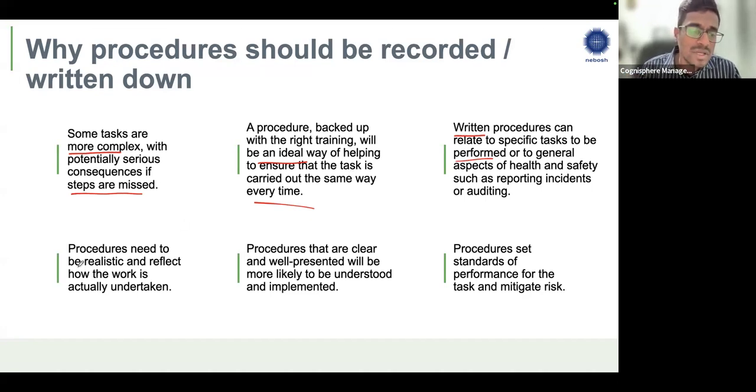Procedures need to be realistic and reflect how the work is actually undertaken. So you should not prepare a procedure just because a procedure has to be done. It should be realistic.